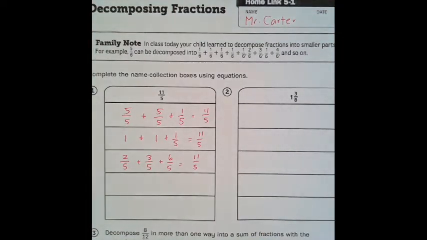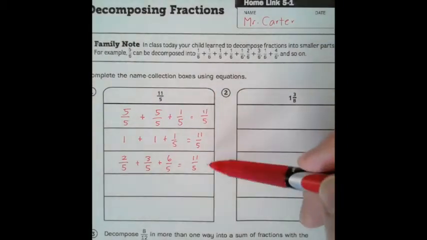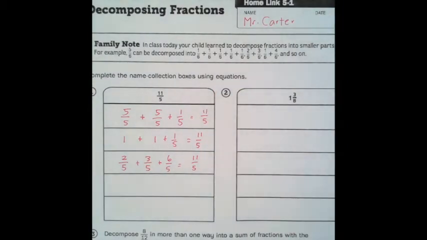So I want you to just come up with some on your own, see what you can come up with. But these are just some examples. You don't have to have these. There are many different ways to get 11 fifths.